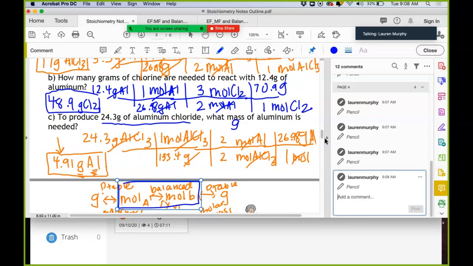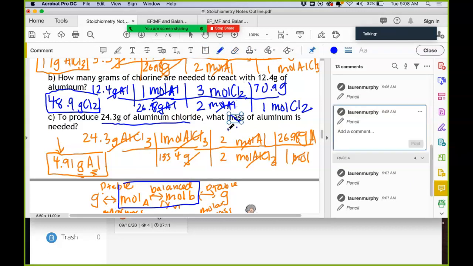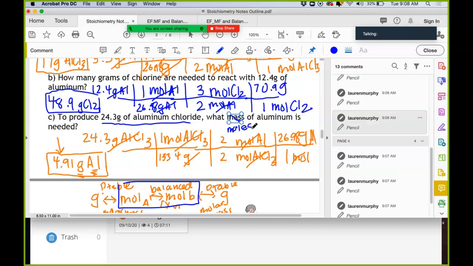Now, be very careful when reading the problem. You don't always go from grams to grams. You need to really read. Like I said, if this would have said moles, you would have done grams to moles, and then you would have done moles to moles, and this would not have been necessary. So you need to make sure you stop where it asks you to stop. Because if it says moles, you don't go to grams, you only go to moles. So just make sure you read the problems really carefully.